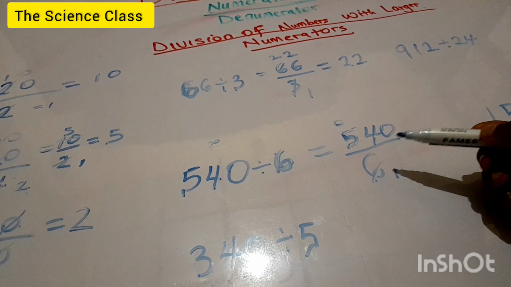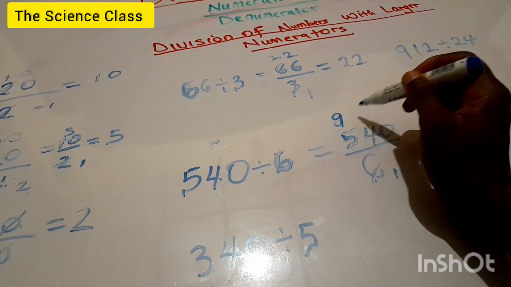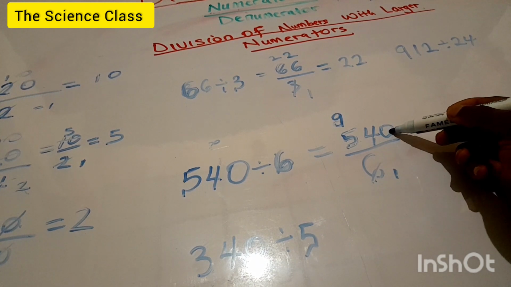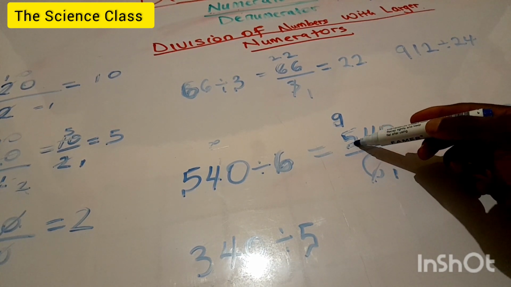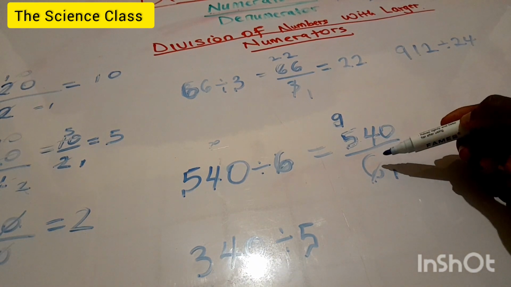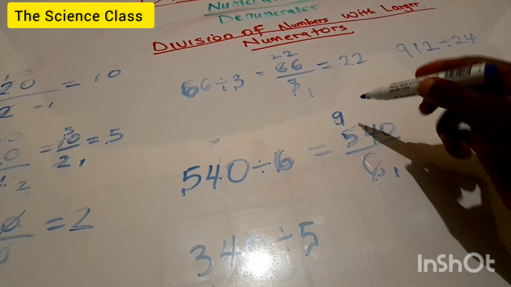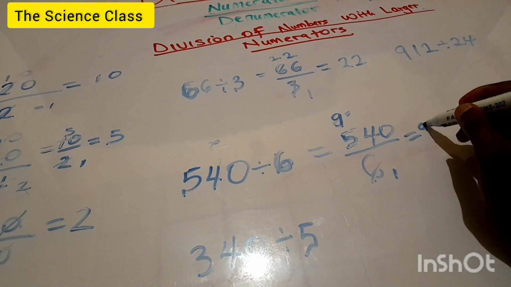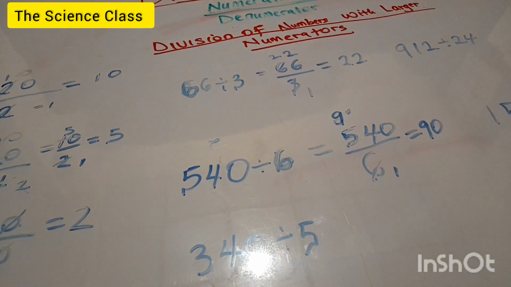So 54 divided by 6 is 9. Then the next is 0 because you've picked 5 and 4 already. So the only number remaining is 0. 0 divided by 6 is 0. So this is 90.